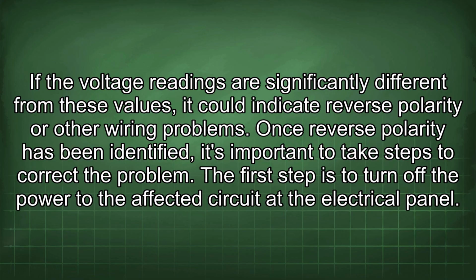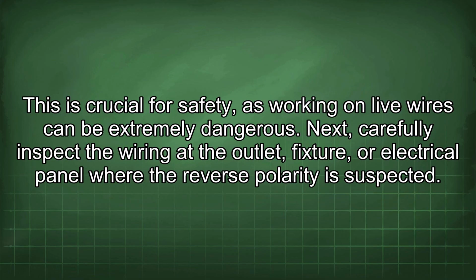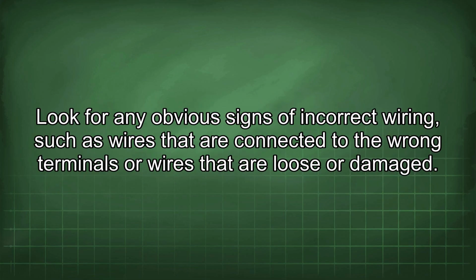Once reverse polarity has been identified, it's important to take steps to correct the problem. The first step is to turn off the power to the affected circuit at the electrical panel. This is crucial for safety, as working on live wires can be extremely dangerous. Next, carefully inspect the wiring at the outlet fixture or electrical panel where the reverse polarity is suspected. Look for any obvious signs of incorrect wiring, such as wires that are connected to the wrong terminals or wires that are loose or damaged.